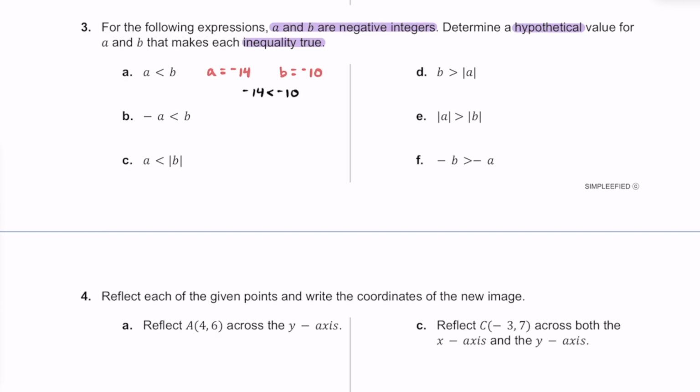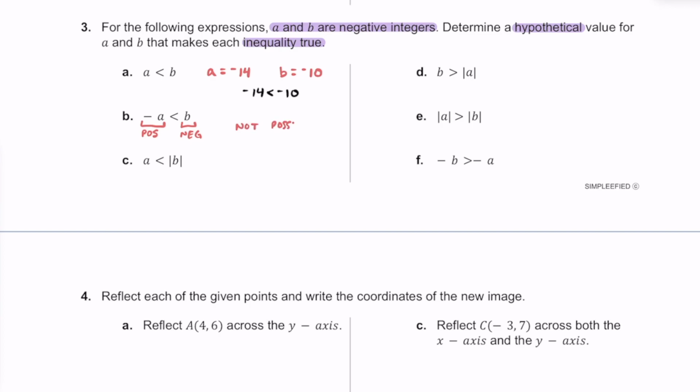This one's more interesting. So we have negative a has to be less than b. Now, negative a really just means the opposite of a, right? Now, we know a is going to be a negative number. So what is going to be the opposite of a negative number? Well, negative a, or the opposite of a, has to be a positive number, right? Now, what's b? Now, we said earlier that b, for all of these, has to be a negative number. So I guess the question is could we ever have a positive number that's going to be less than a negative number? And I think that's going to be impossible.